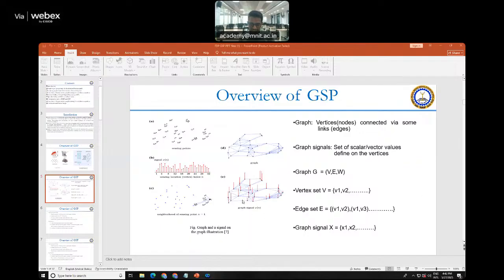How many edges are there? Any idea? Can you calculate? Question to every participant. Please give the number of the edges in the figure, which we are seeing. Can you calculate?